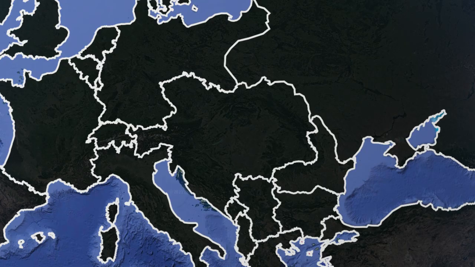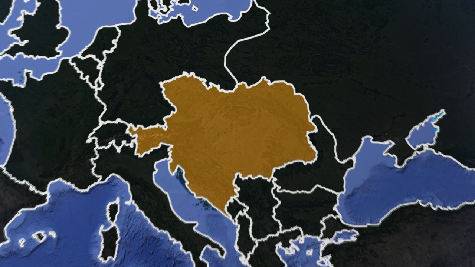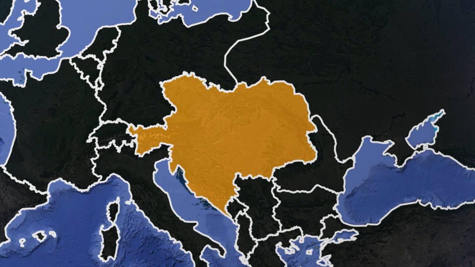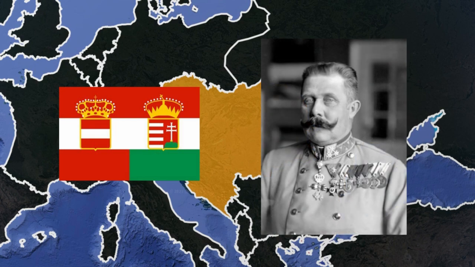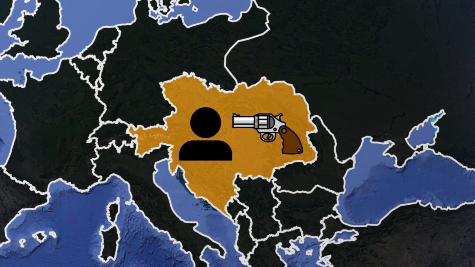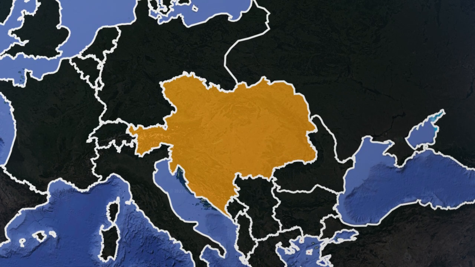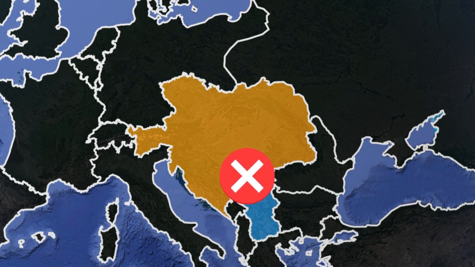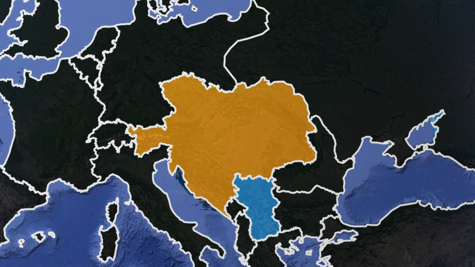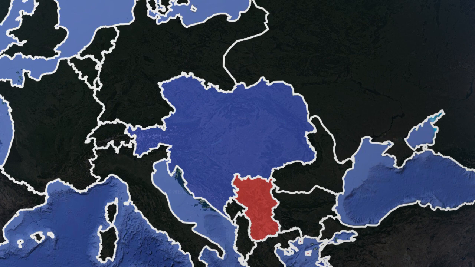The event that would finally trigger the war would occur on June 28, 1914. The heir to the Austrian throne, Franz Ferdinand, and his wife are assassinated by a Bosnian Serb nationalist. The Austro-Hungarian Empire is outraged and accuses Serbia of organizing the assassination. After the breakdown in negotiations between the two nations, the Austro-Hungarian Empire declares war on Serbia, beginning World War I.